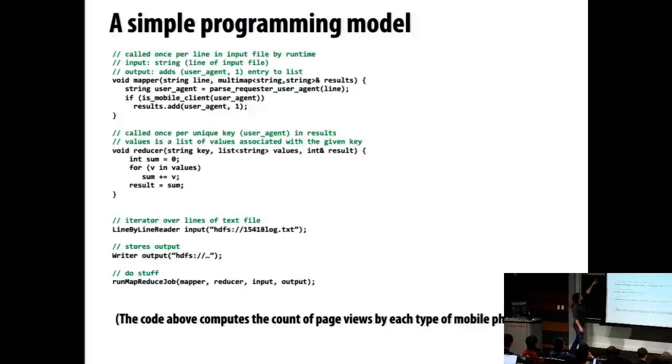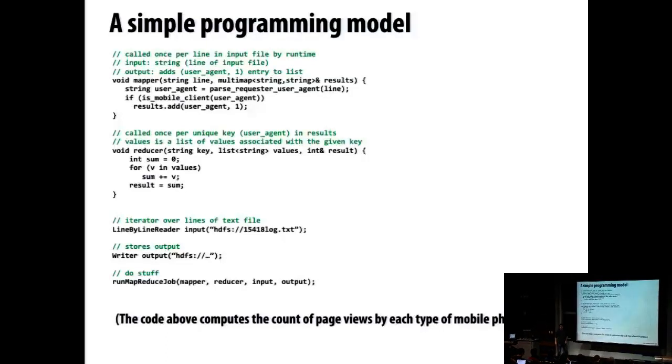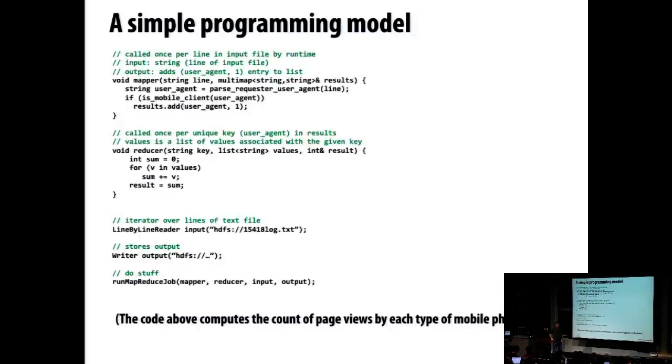So the mapper is going to get called once per line of the file. Let's just say that's the rules of our domain-specific language. If you give me a file, it's a text file, MapReduce job will read it line by line, and for every line, it will call your implementation of mapper. Your implementation of mapper takes as input a line. It parses the string. It grabs the user agent out of the line.